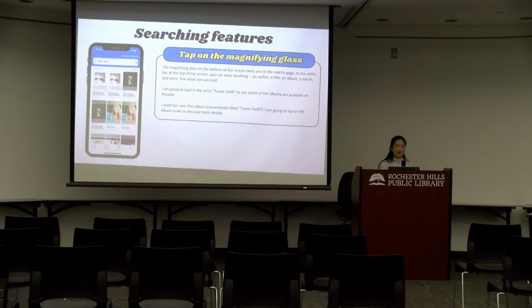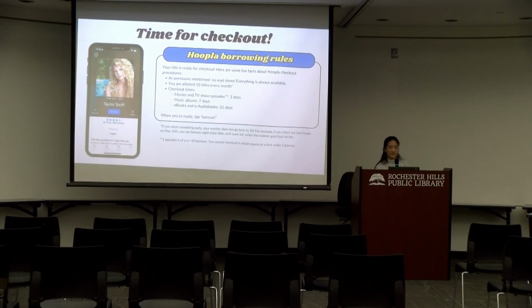So the first thing that I'm going to look at is Taylor Swift, her very first album, which is conveniently titled Taylor Swift. So when I tap on the album, this is what the screen is going to look like. And say this is something that you want to check out. I'm going to go through what you are going to see on the checkout screen.